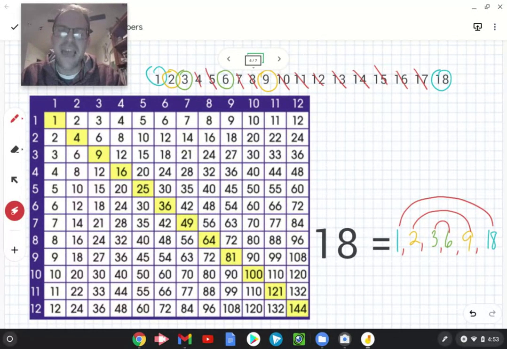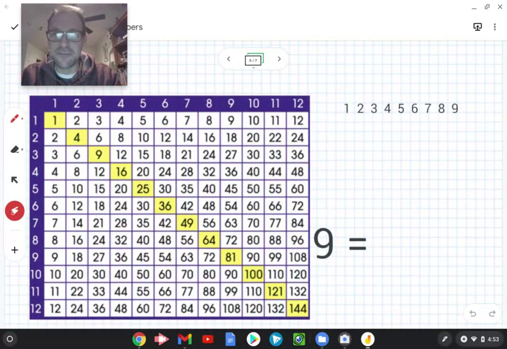18 has 6 factors. Isn't that amazing? Okay, let's do another one. Now this one's a little bit different. We're going to factor the number 9 now. Okay, same tools at our disposal. Let's start at the beginning.